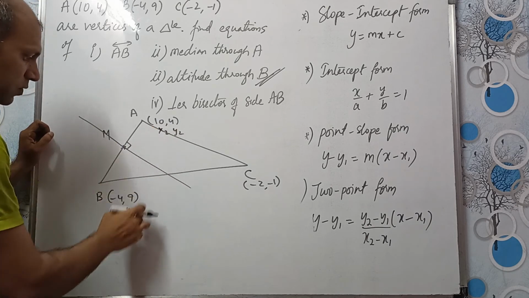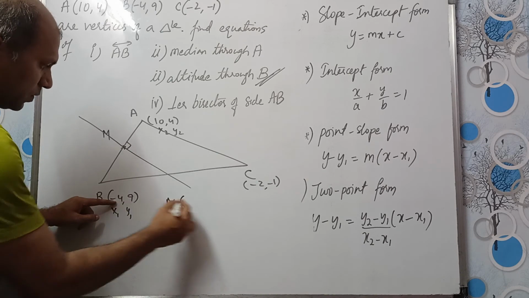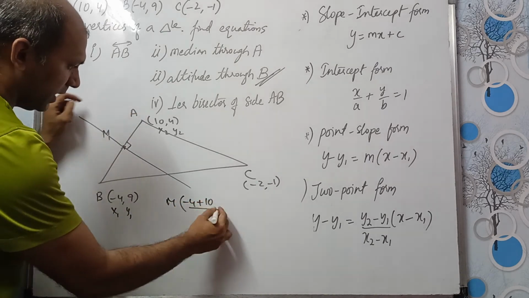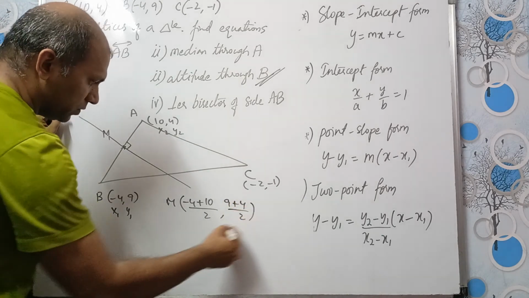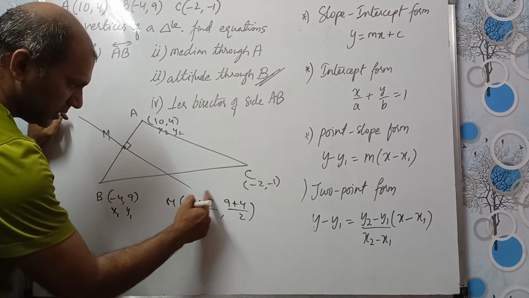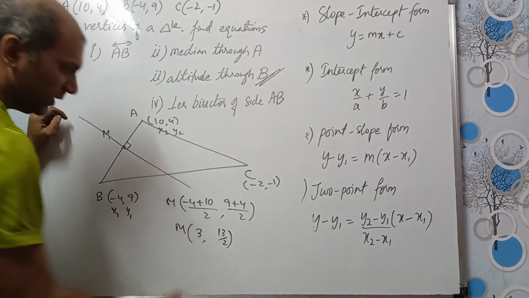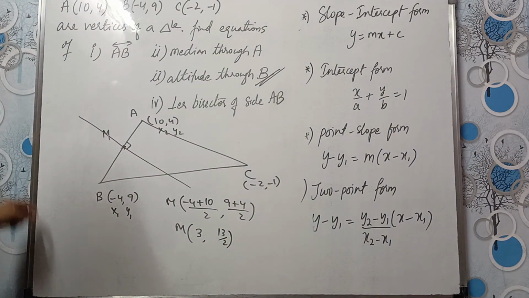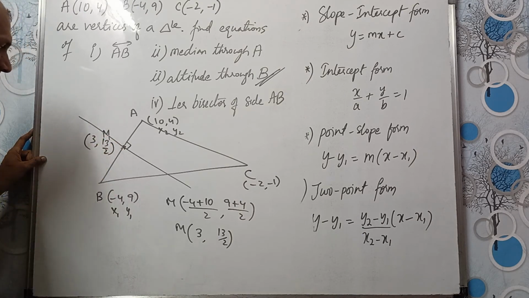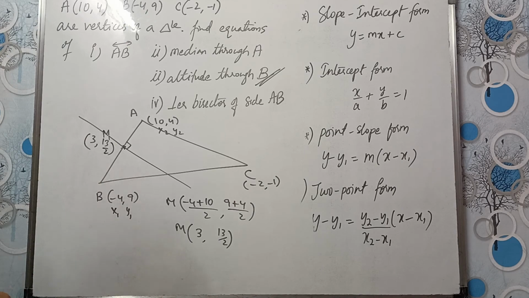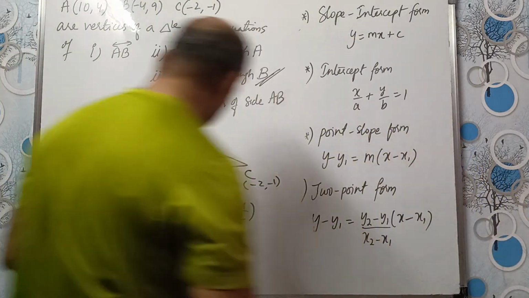x1 plus x2 by 2, y1 plus y2 by 2. So M will be equal to x1 plus x2 by 2, y1 plus y2 by 2. So this is equal to how much? 6 by 2 is equal to 3 and here we'll have 13 by 2. Okay. So the midpoint is 3, 13 by 2. Okay, midpoint. Okay. What else should we do now?